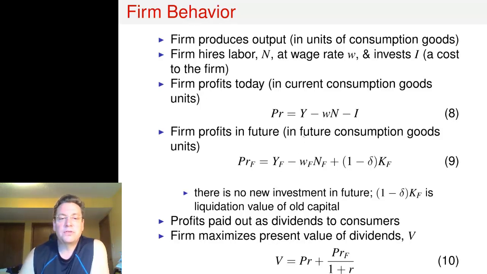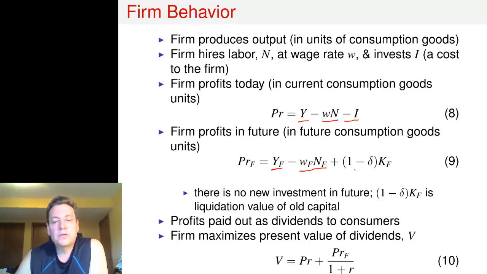So the firm's profits today are that they produce this quantity of goods, they pay their workers W times N, and then they spend this quantity of goods on investment, which they can then use to produce goods in the future. And then profits in the future are, well, they produce this quantity of goods in the future. This is the wage bill in the future. And then, as I said before, this is the liquidation value of the old capital.